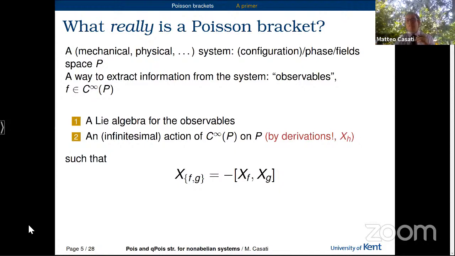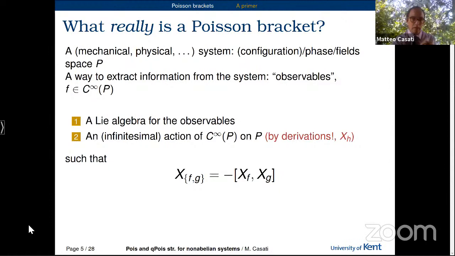These are smooth functions on the phase space, and these two sets are of course related, but they are not the same. We have a Lie algebra for the observables and an action of the observables on the space by derivation. The first one, of course, is our Poisson bracket. The second one is Hamiltonian vector fields. And the two are not unrelated: we have the usual, very well-known anti-isomorphism between Poisson brackets and commutators of vector fields on the space.